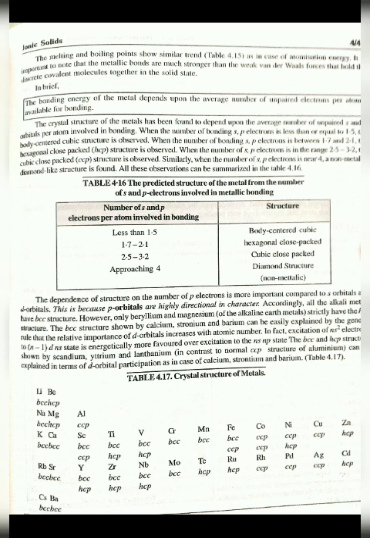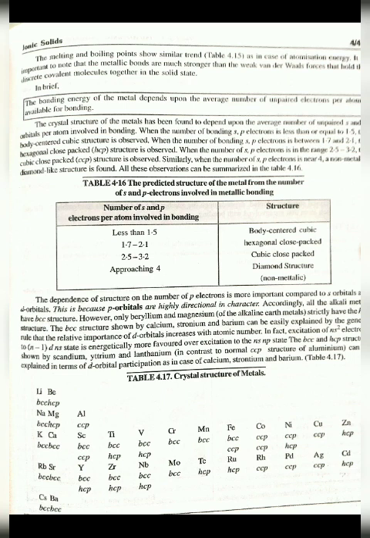The dependence of structure on the number of p electrons is more important compared to s orbitals and d orbitals. This is because p orbitals are highly directional in character. Accordingly, all the alkali metals have BCC structure. However, only beryllium and magnesium of the alkaline earth metals strictly have the HCP structure. The BCC structure shown by calcium, strontium, and barium can be easily explained by the general rule that the relative importance of d orbitals increases with the atomic number.